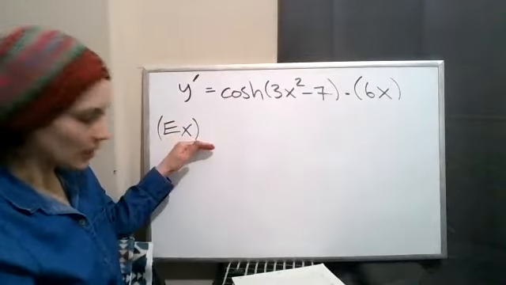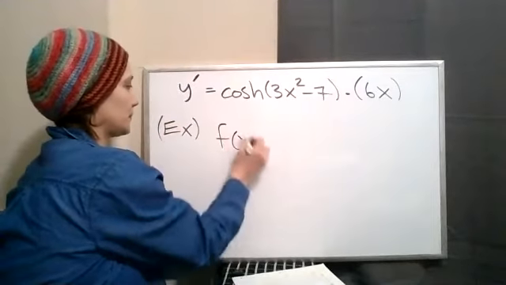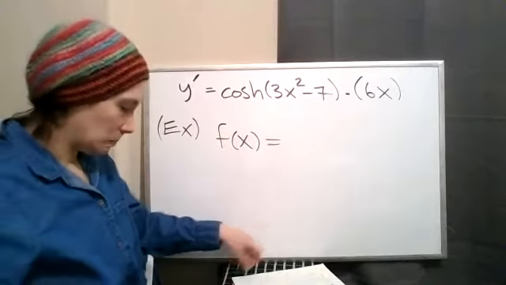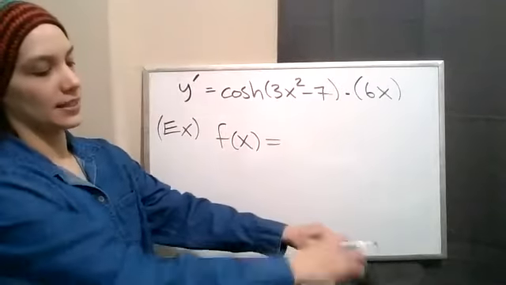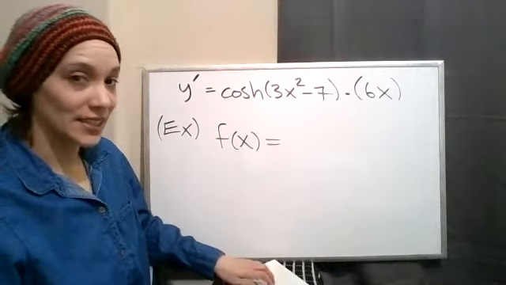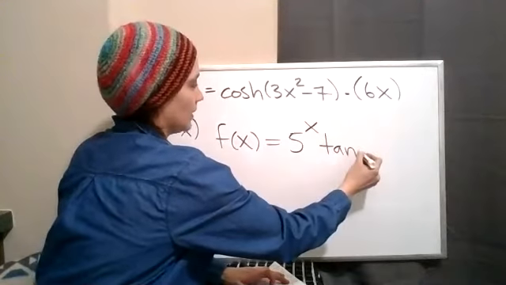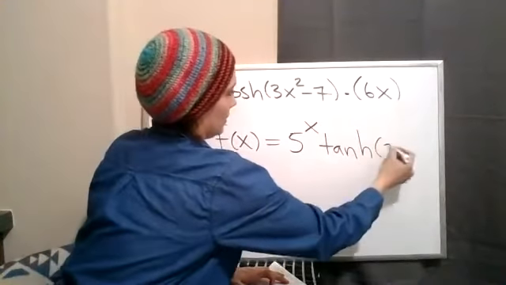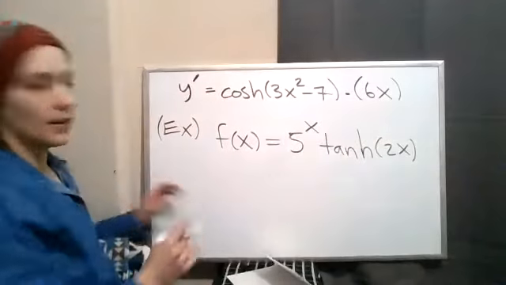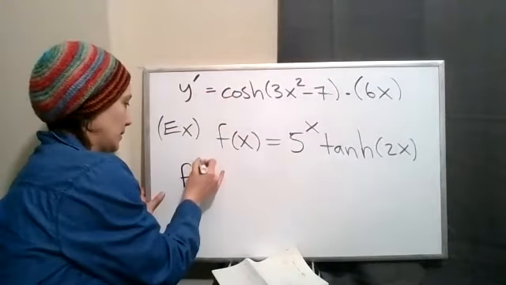Next. New example, we have a new function called f of x is equal to 5 to the x times tanh of 2x. 5 power x, tanh 2x. Find the derivative with respect to x. F prime of x.